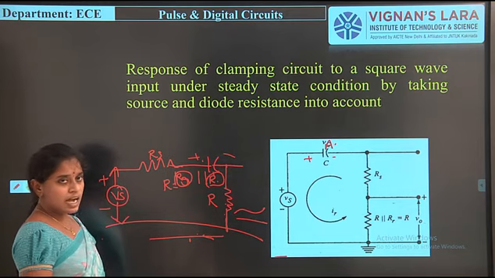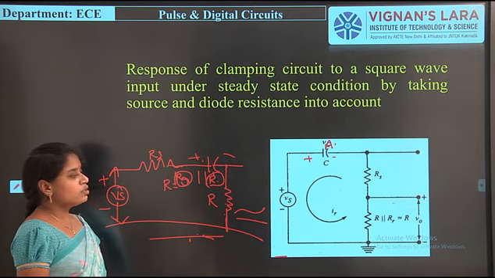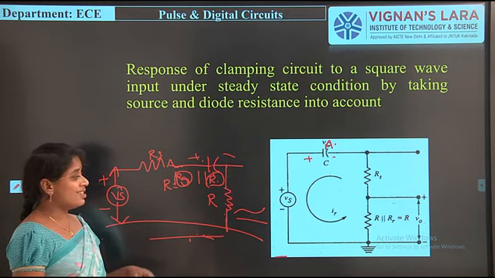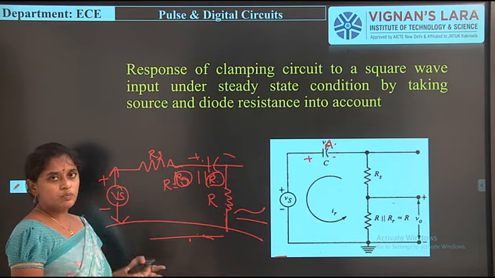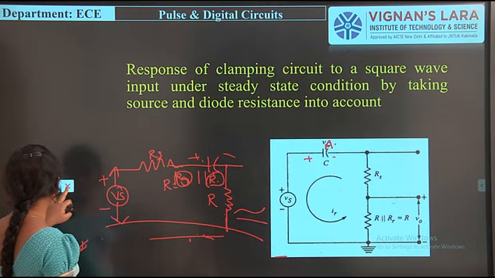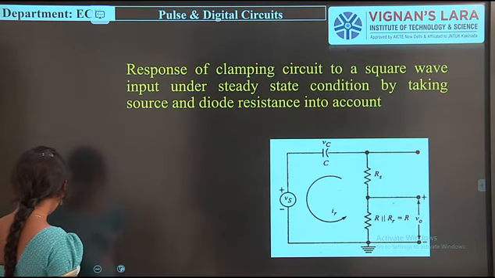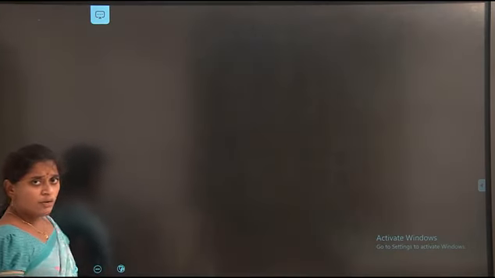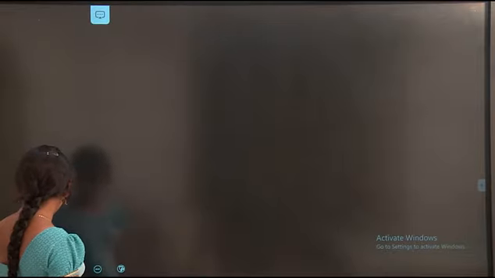From this diagram we have to find the condition of VA, nothing but the voltage across this capacitor. How to find this voltage across the capacitor is what we have to observe from this diagram.